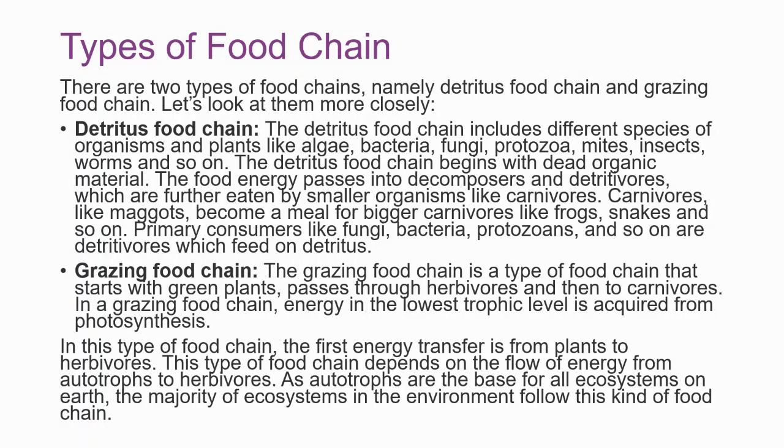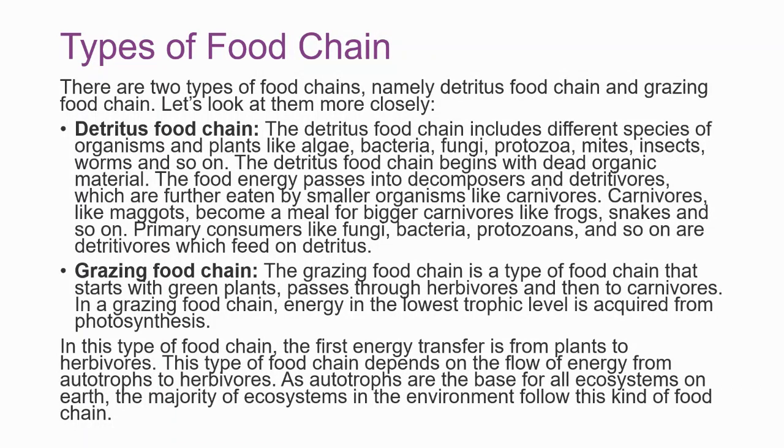The detritus food chain begins with dead organic material. The food energy passes into decomposers and detritivores, which are further eaten by smaller organisms like carnivores. Carnivores like maggots become a meal for bigger carnivores like frogs, snakes, and so on. Primary consumers like fungi, bacteria, protozoans, and so on are detritivorous, which feed on detritus.